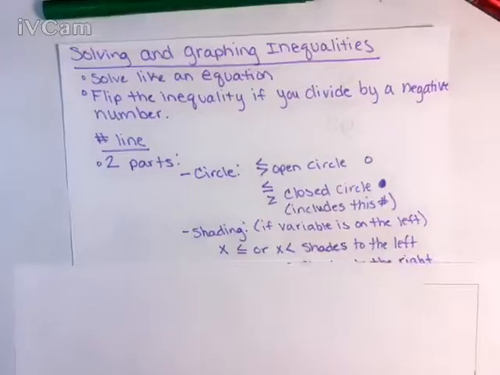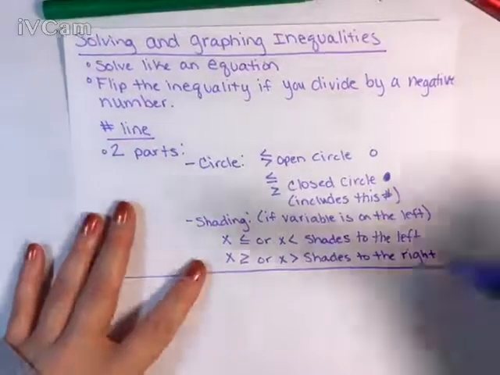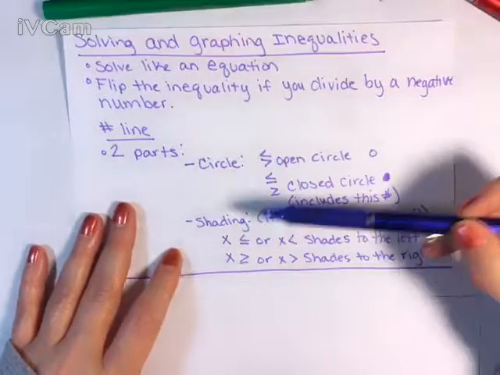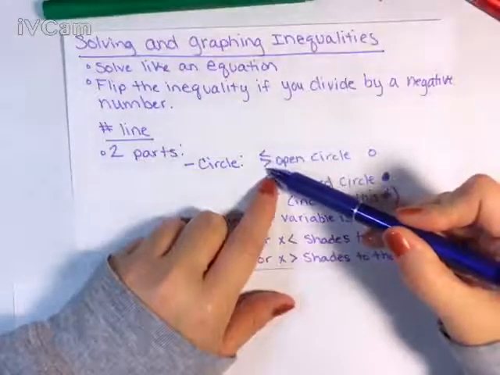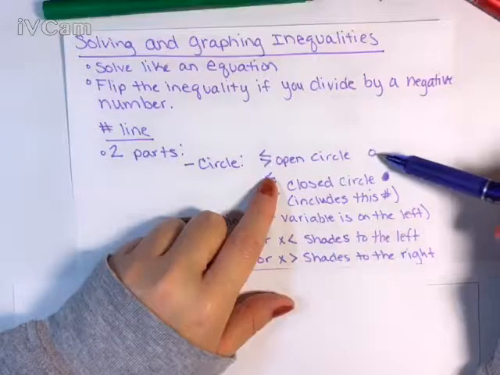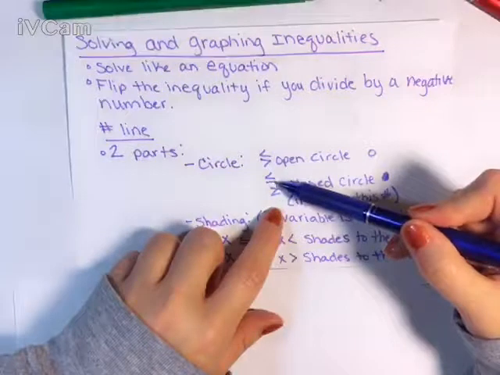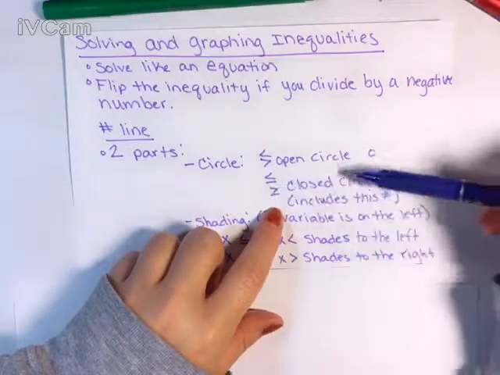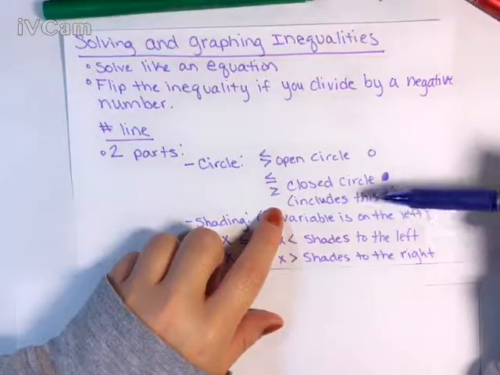Next, we're going to look at the number line. So there's two parts of what we have to do for a number line, and that's look at the circles and then look at the shading. So with our circle, if you have a less than or greater than symbol, you're going to have an open circle, which means that you do not want to include that number in your solution set. If you have a less than or equal to or greater than or equal to, so those are those lines underneath it, it's going to be a closed circle, and that means that you want to include that value in your solution set.